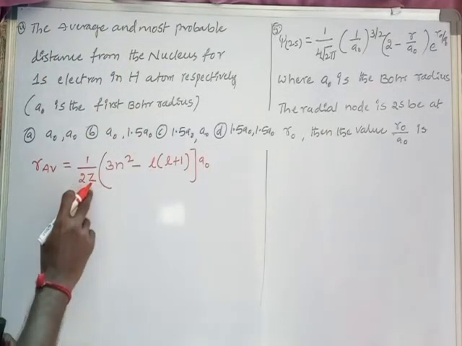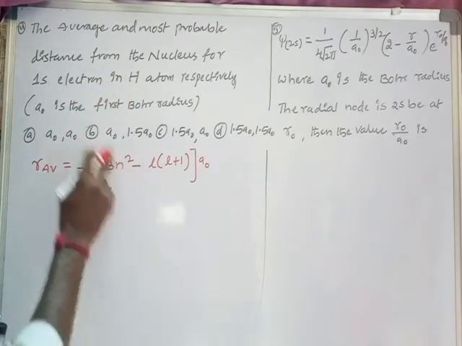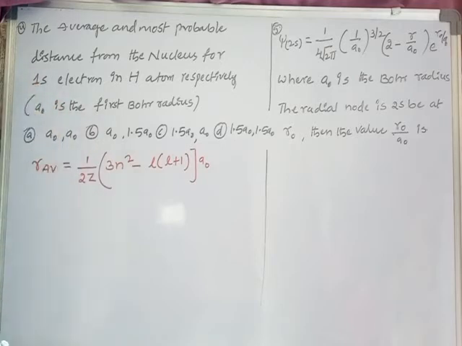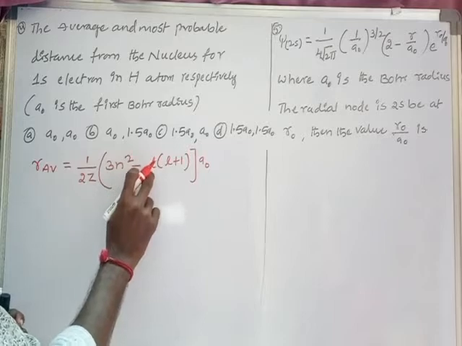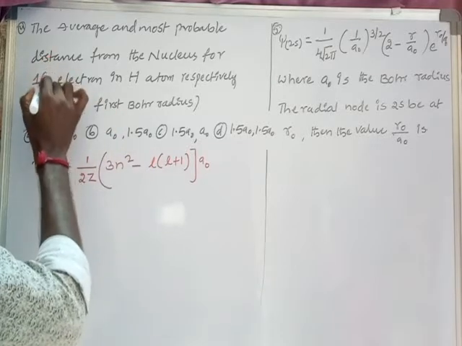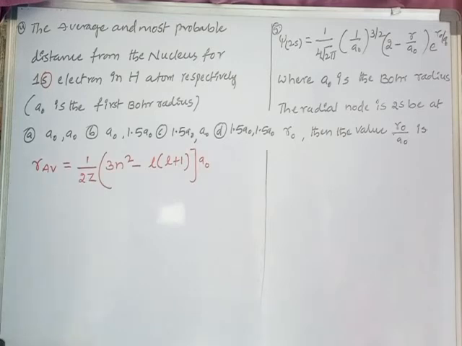Now Z equals what? Hydrogen means Z equals 1. N is the principal quantum number. Here for 1s, what is the principal quantum number? N equals 1. L equals, here what is the subshell? S. The subshell is s, so L equals 0. Then we can calculate the average radial distance.